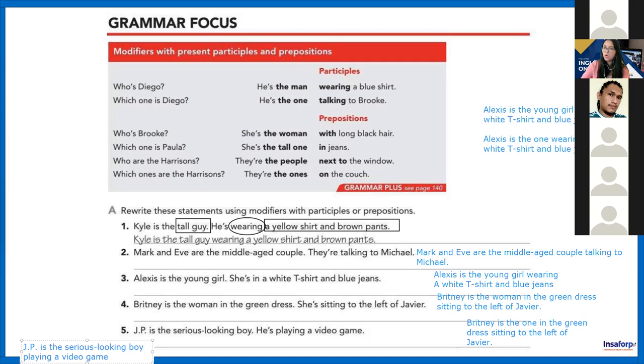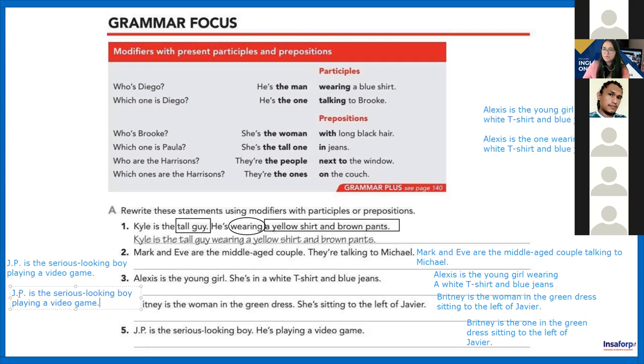Or another option, ¿qué otra opción tenemos? What is another option we have? Ponerle the one. JP is the one, right? Is the one playing video game. That's right. Es el JP, es el que está jugando, right? Video game. Okay. You see that it is easy, right? Just you have to make click, right? You see, it is easy.